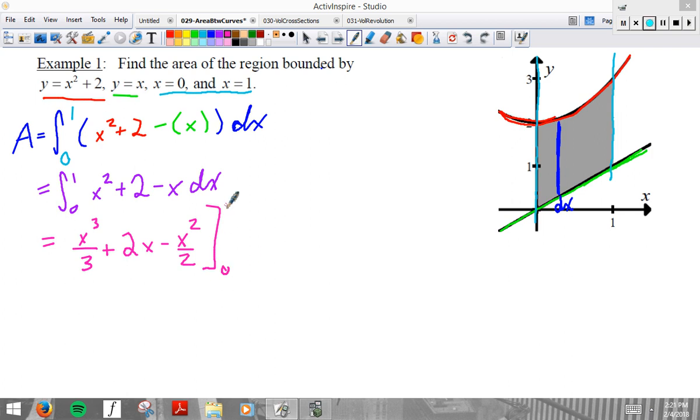And we're evaluating from 0 to 1. Which, of course, you should all know by now, means we're going to start by plugging in the top bound. And then we're going to minus, plugging in the lower bound everywhere I see x. Avoiding my graphs. Just barely.